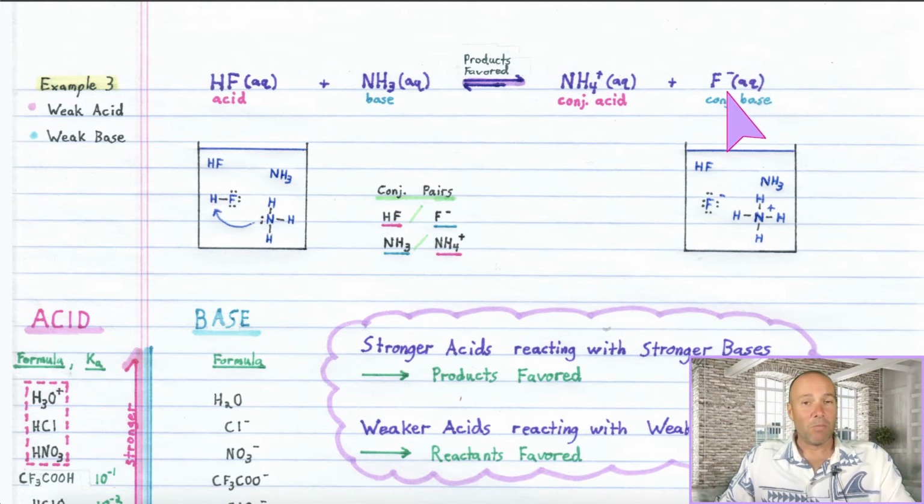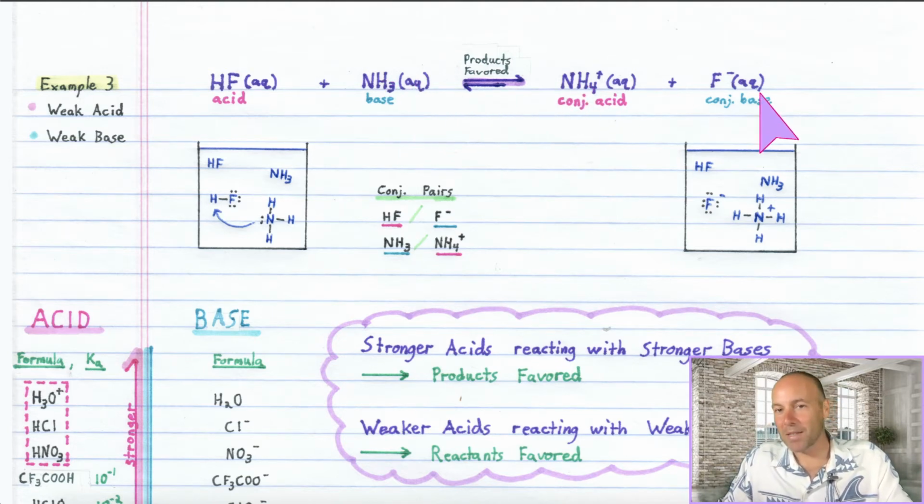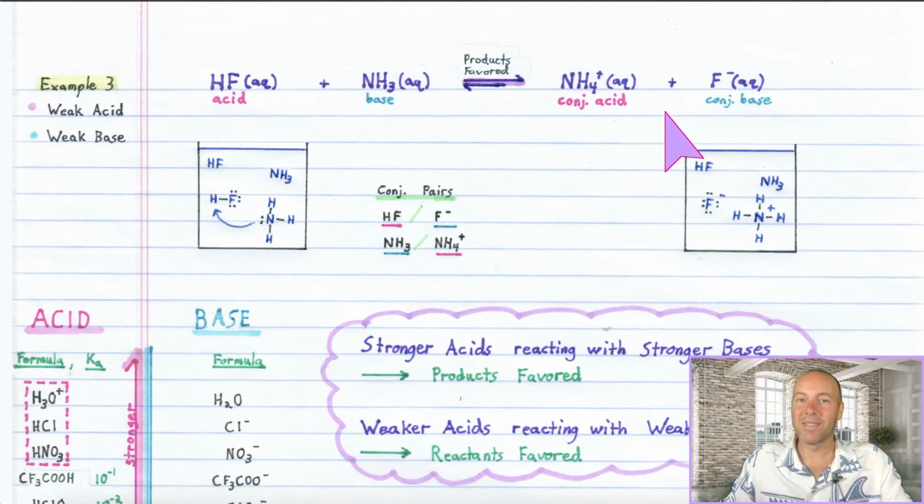And you can probably spot the two conjugate pairs. So you have HF and F minus form one pair. This one has the proton and this one doesn't have it. So this is the acid form and that's its conjugate base. And these two form the other pair. This has the proton and that doesn't. So this is the acid form and that's the base form. So on the product side, we label them as conjugates. So the conjugate acid and the conjugate base.